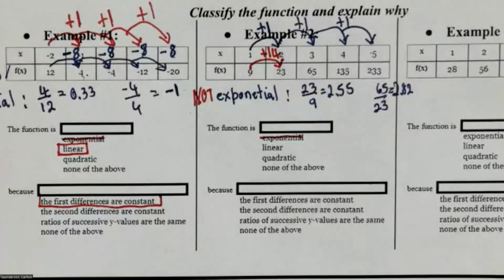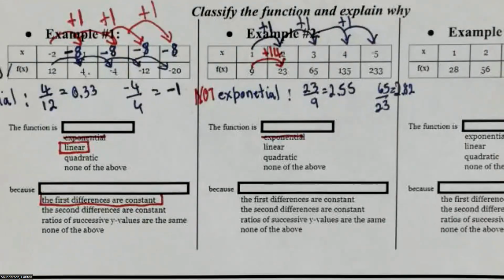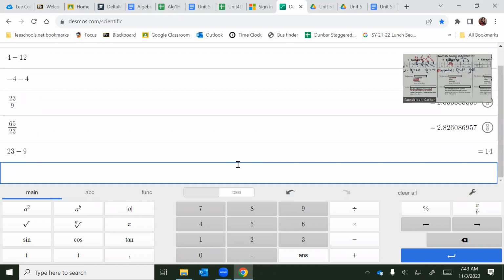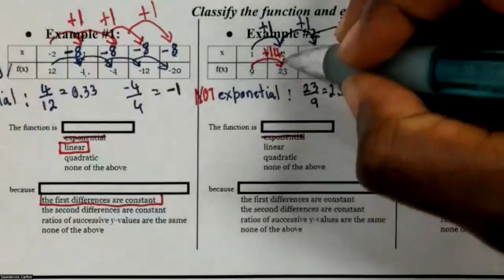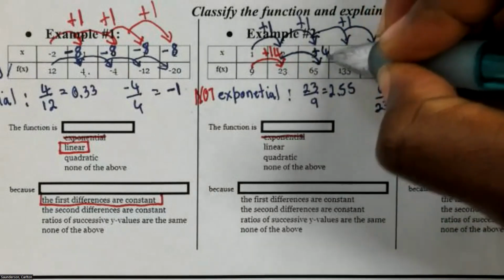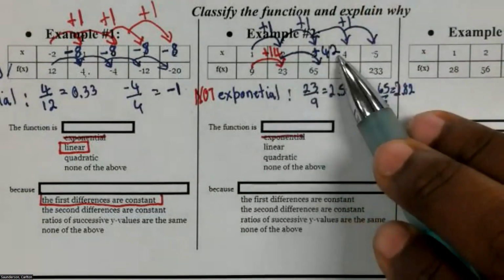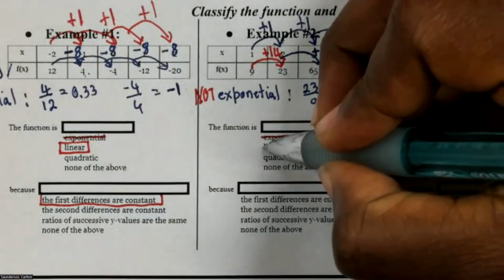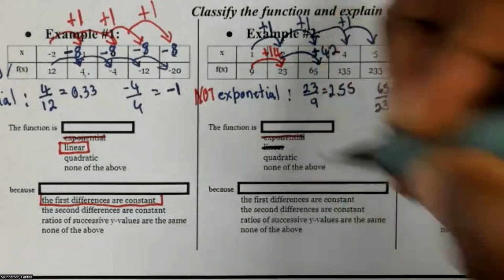If you did not know that it was increasing by 14, you could put in your calculator 23 minus the number that came before, which is 14. And then you would put 65 minus the number that came before, which is 23. We got 42, all right? So when we did the next difference of these numbers, I got positive 42. Were those numbers the same? No. Because they were not the same, we know it is not linear.